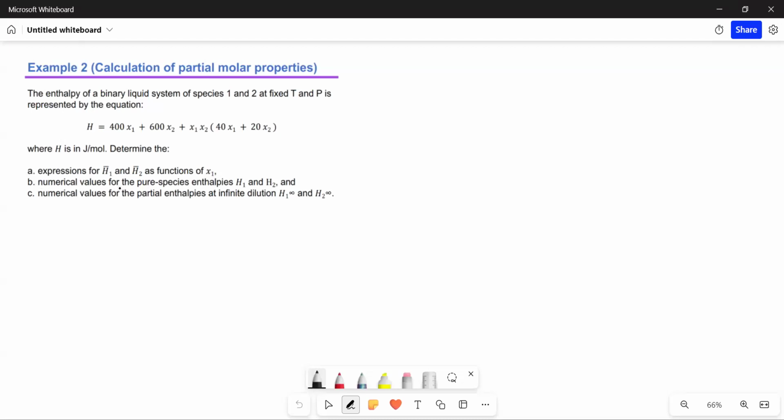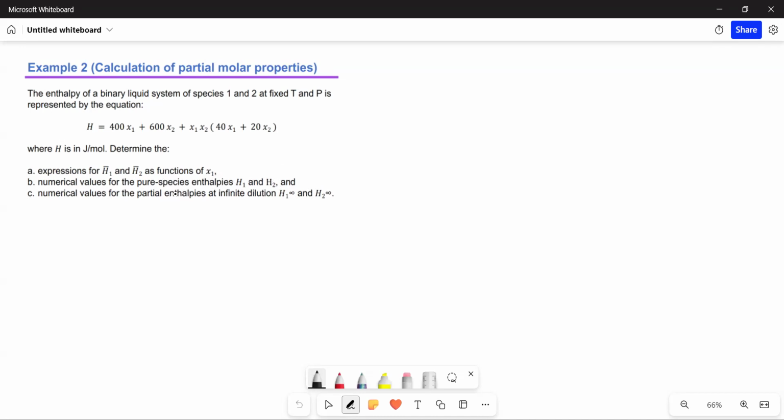Next, numerical values for the pure species enthalpies H1 and H2. And lastly, numerical values for the partial enthalpies at infinite dilution. So H sub 1 bar infinity and H sub 2 bar infinity. So there should be a bar right here.